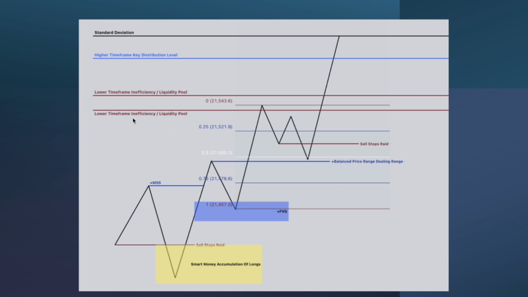For this lower time frame inefficiency or liquidity pool, for this higher time frame key distribution level in which we ultimately want to see the price go, and then we have something here which I'm going to discuss with you. But the premise that I want you to understand inside of this is that I'm going to look for a market structure shift with the high that has created the low below the sell stops. So we have this. This is the swing high that created this low.